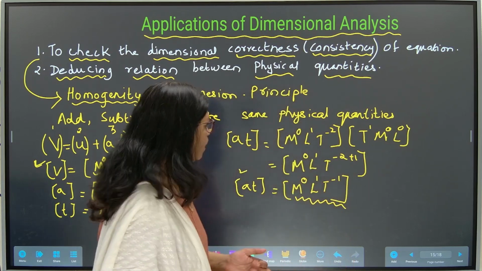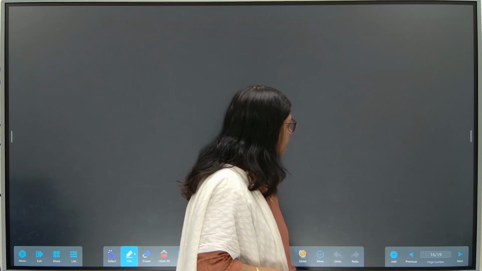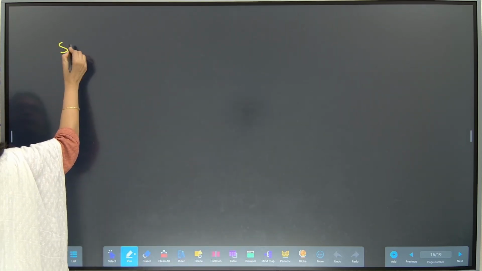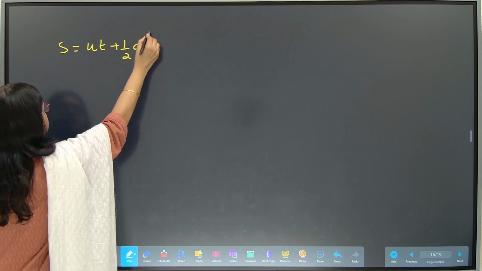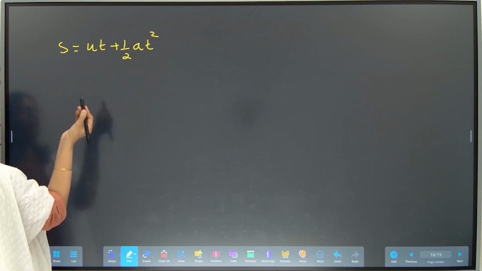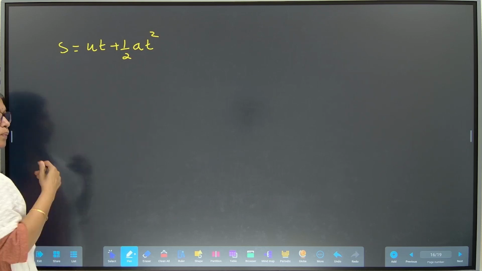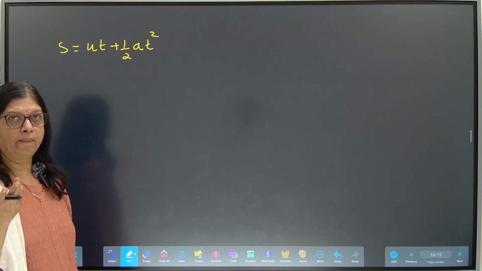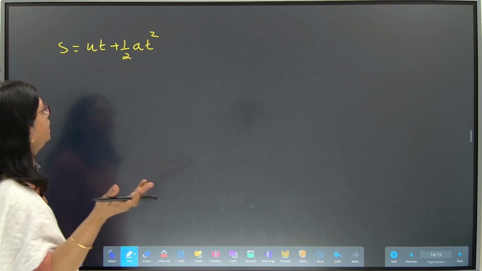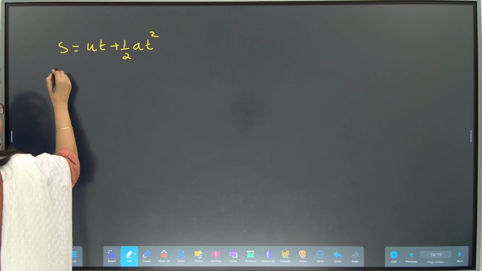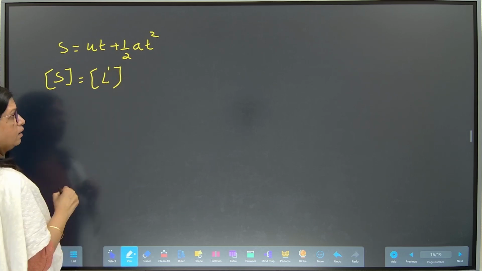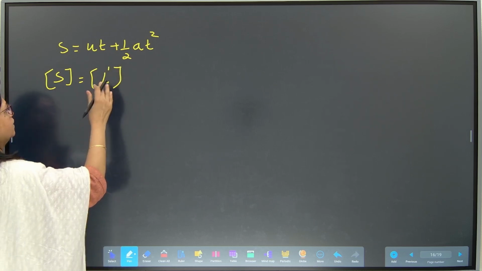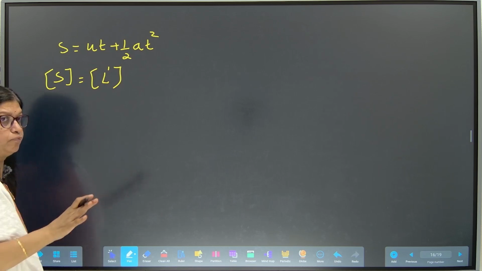Fine. So now let me try some more examples. S is equal to ut plus half at square. What is S? S is the distance. This is the second equation of motion. So S is equal to ut plus half at square. What is the dimension formula of S? It will be L. M and T, if you want to write, you write. Otherwise, you can leave it like this for this type of question.